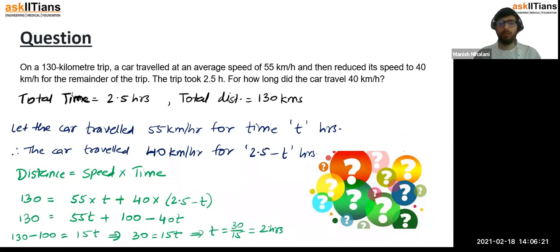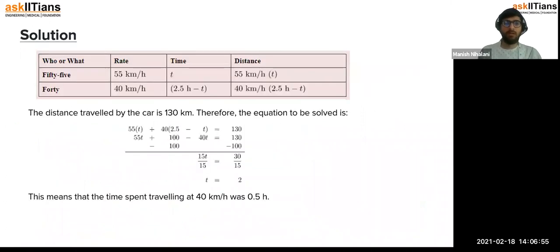So मतलब 2 hours the car traveled for 55 kilometers per hour, and the remaining half hour the car traveled for 40 kilometers per hour. So therefore your answer is 0.5 hours. Why 0.5? Because 2.5 minus t gives you 2.5 minus 2, which gives you 0.5 hours, right? So this is a very simple question. As I said, you have to equate the total distance as total speed into total time, right? So this means the car traveled at 40 kilometers per hour for 0.5 hours.